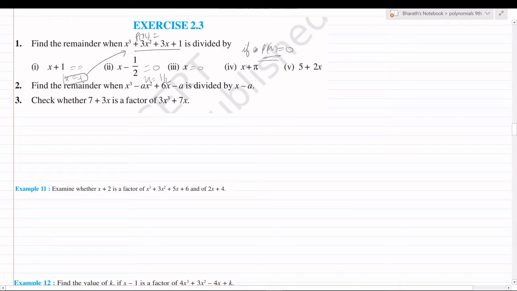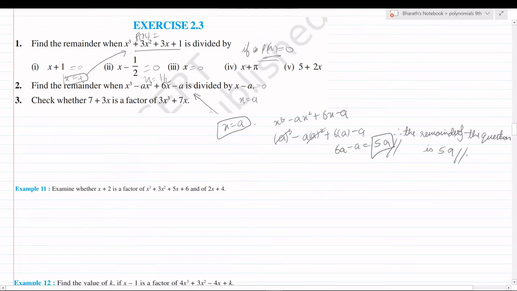Okay, fine. Second question, find the remainder when x cubed minus ax squared plus 6x minus a is divided by x minus a. So here x is equal to a. Let me write down the question first. So instead of x, put a: a cube minus a into a squared plus 6a minus a. So this gets cancelled. So 6a minus a is equal to 5a. This is the remainder.